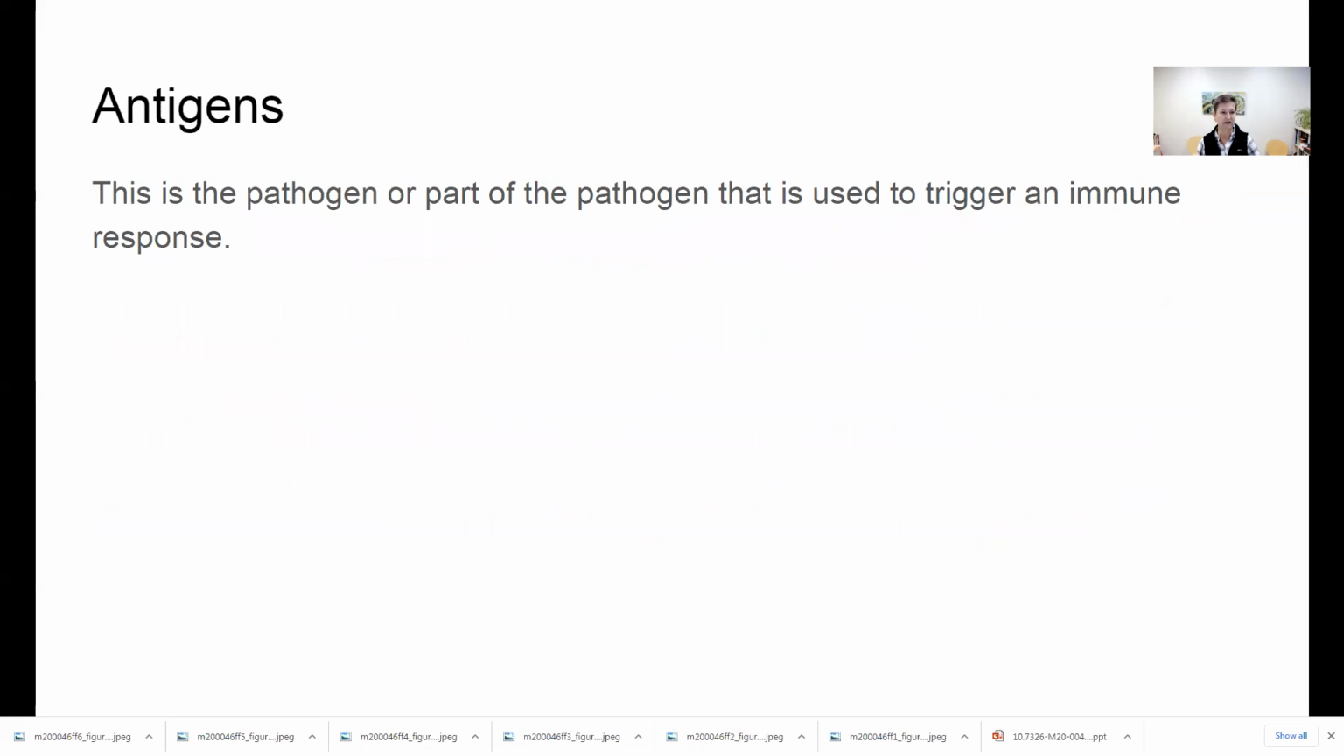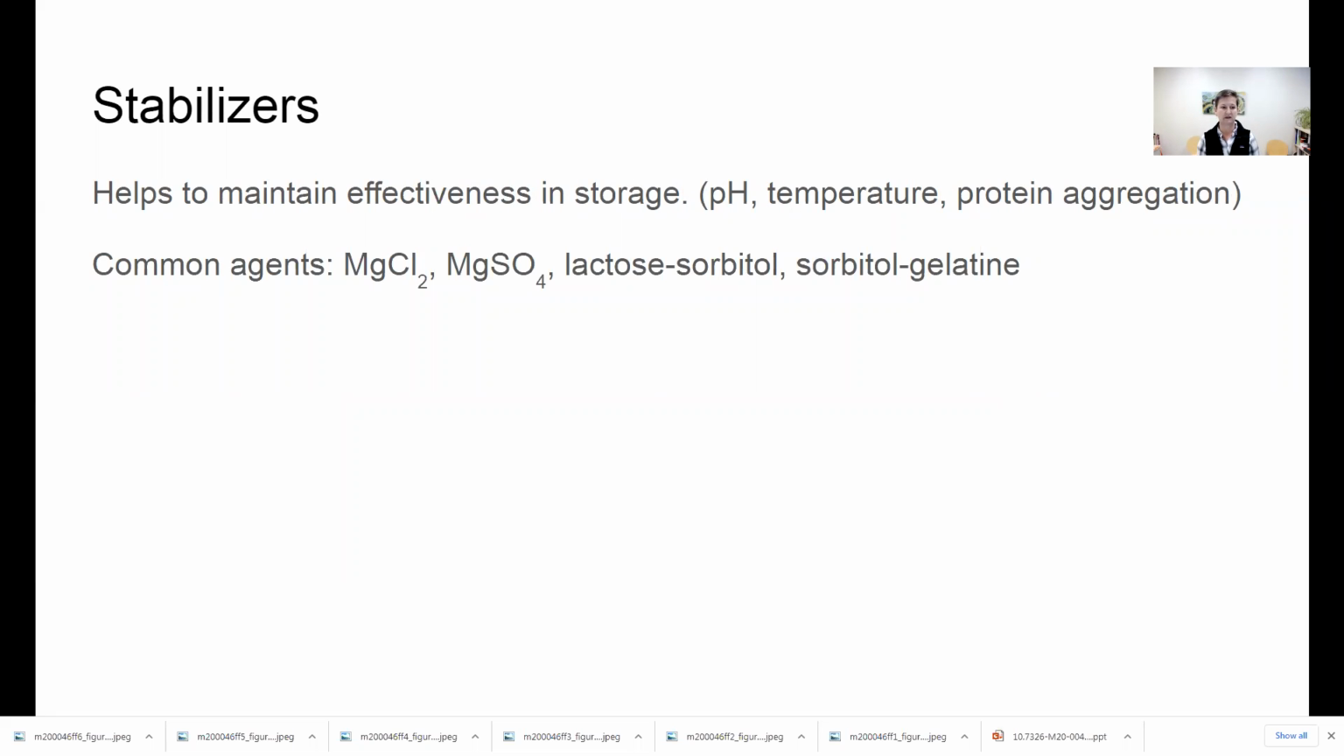So moving on, antigens, we kind of talked about that. The antigen is what we are presenting to our immune system to create this immune response. So it can be a pathogen, a part of a pathogen, a pathogen being that bacteria or virus. Other components in all of these vaccines are stabilizers.